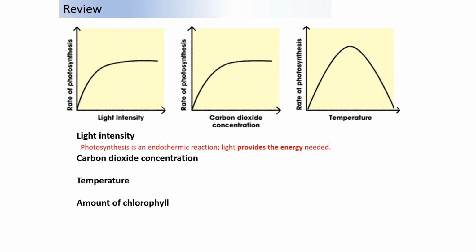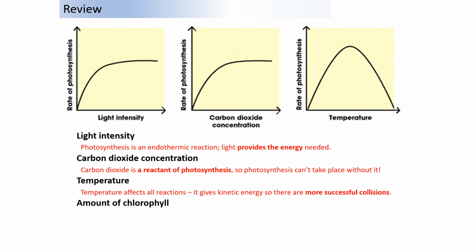Light intensity is a limiting factor because in photosynthesis, light provides the energy. That's why photosynthesis is an endothermic reaction. It takes in the light energy. Carbon dioxide concentration, this is a reactant of photosynthesis. Without it, photosynthesis won't be able to take place.